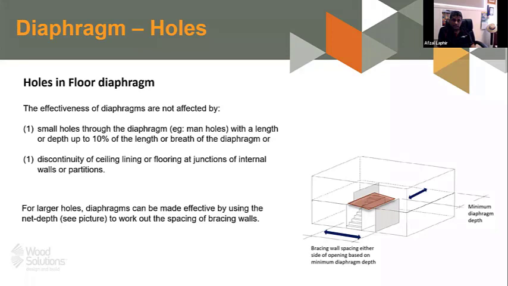Can diaphragms have holes? Yes, small holes or discontinuities like internal walls do not impact the effectiveness of the diaphragm. But a large hole may be introduced around stairwells or entry voids. The diaphragm can still be made effective if the discontinuity is allowed for. Now, this can be achieved by using the net depth of the diaphragm to work out the spacing between the bracing walls. So if that net depth is 4.8 meters, then obviously this can span 9 meters.